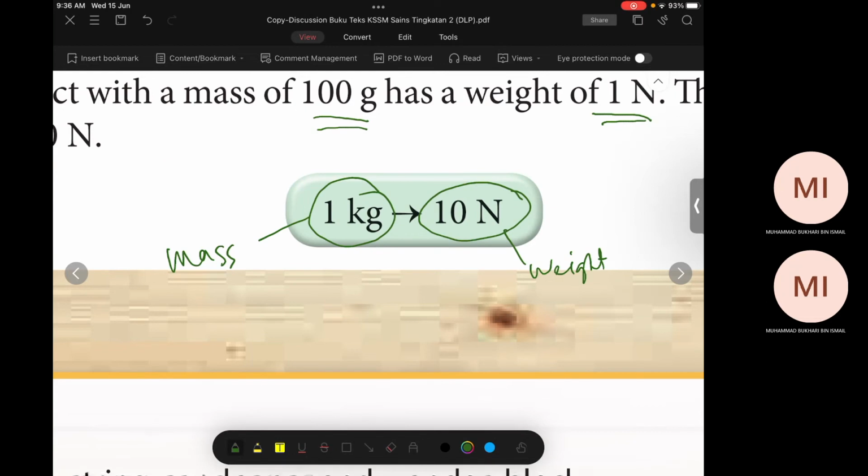And you can see here, the arrow sign is used. It is not using the symbol of equal. Why is equal not used here? Because the unit is different. Just the same as when you want to compare length and temperature. They are two different quantities. You cannot make them equal. So the same thing here. 1 kilogram is a mass, 10 Newton is a weight, so you cannot use the equal symbol. They are only equivalent.